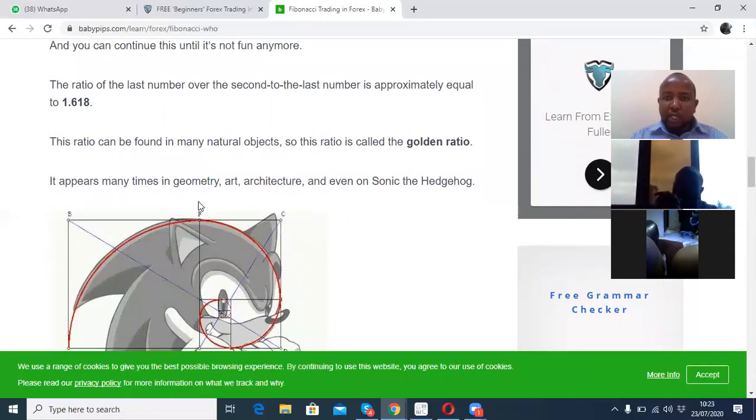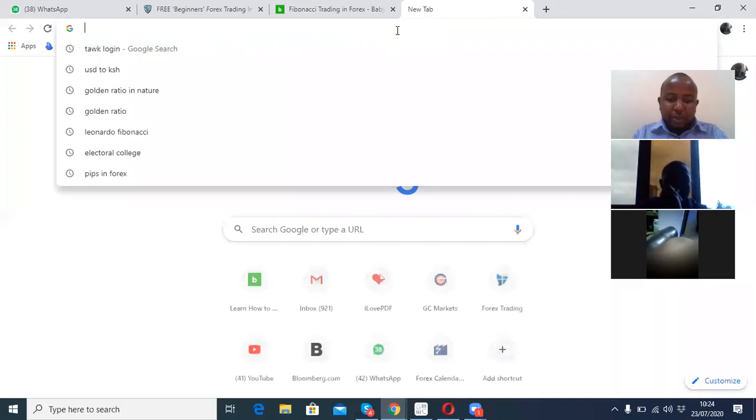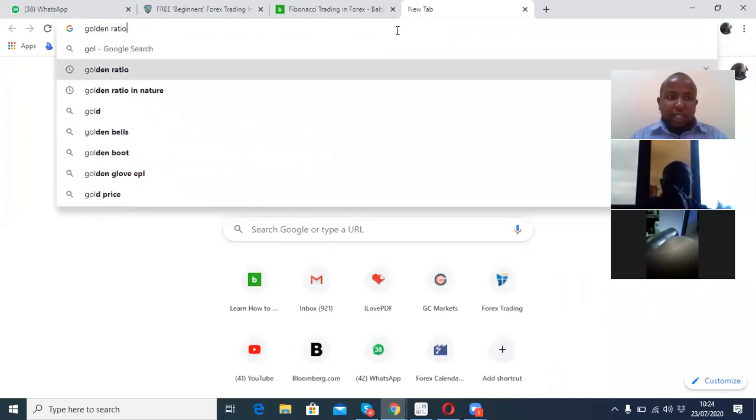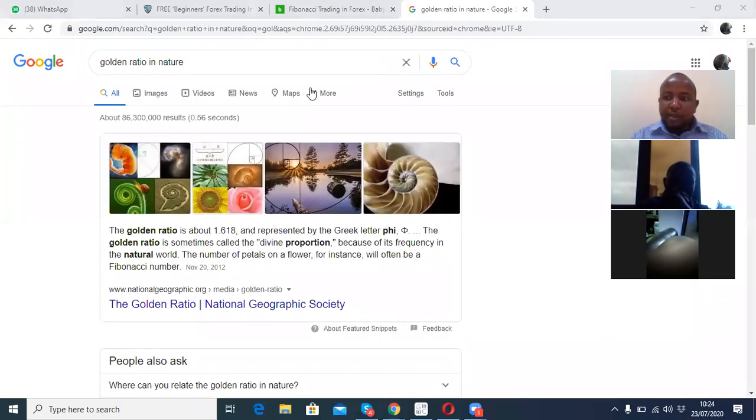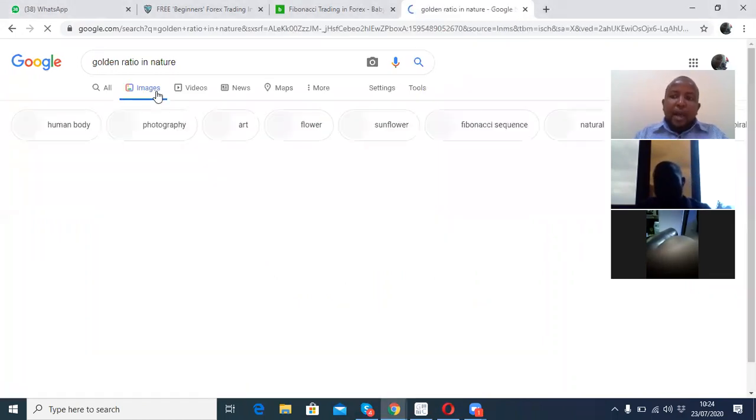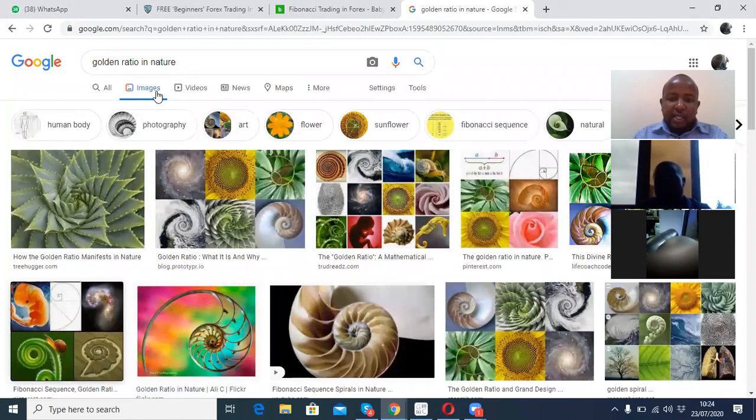So we usually call it the golden ratio. I'm going to share with you some of the things that we usually find out there that basically use Fibo. I'm just going to type the golden ratio in nature here on Google. So welcome guys, I'm seeing we are having more people. Then I'm going to go to images, and you'll be able to see these are just some.